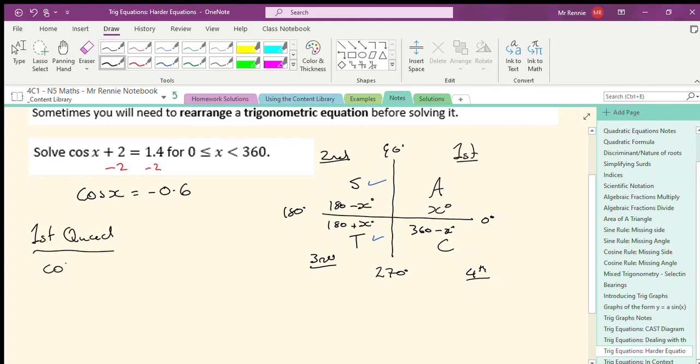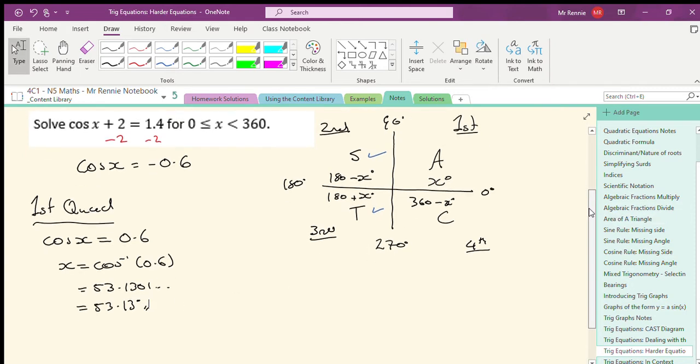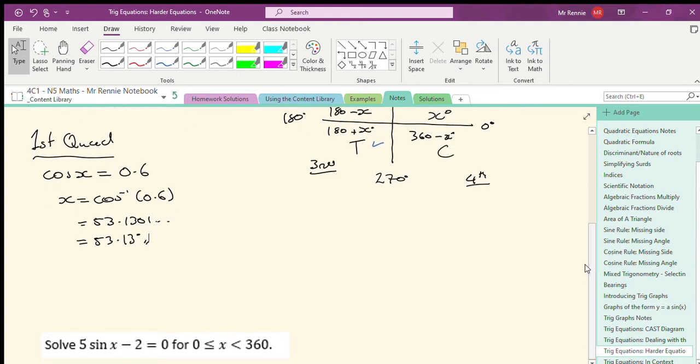Okay, so it's going to be when cos x equals, now we drop the negative and we solve for when it equals 0.6. So we'll take the cos inverse of that, and that will give me an answer of 53.1301 continued, which will go down to 53.13 degrees. So that is what hopefully you get in your calculator as well. That's going to be my value for x. Let's now try and find where my answers lie.